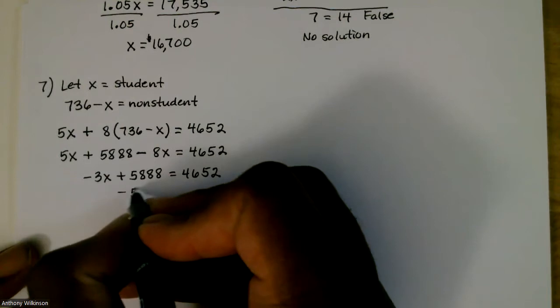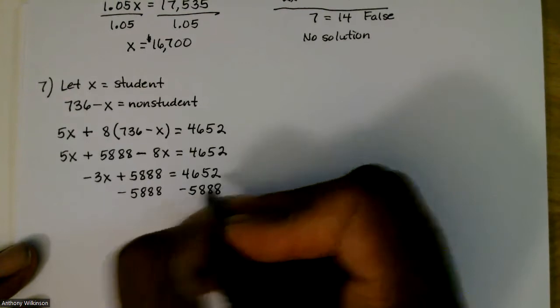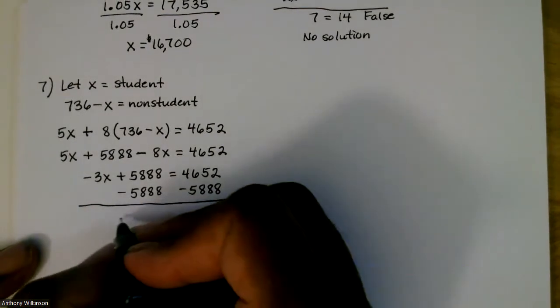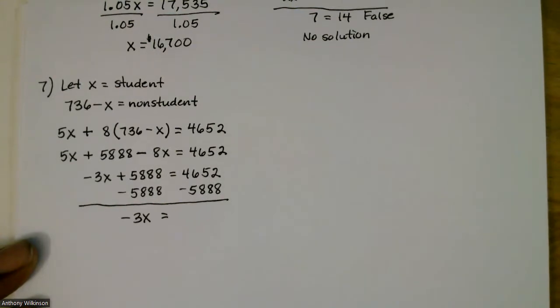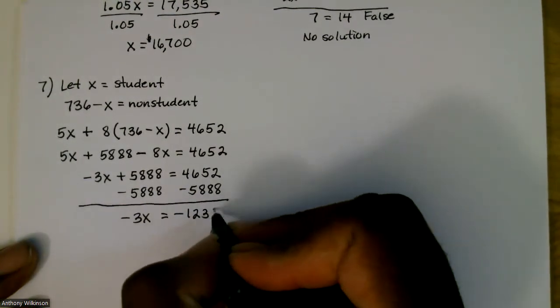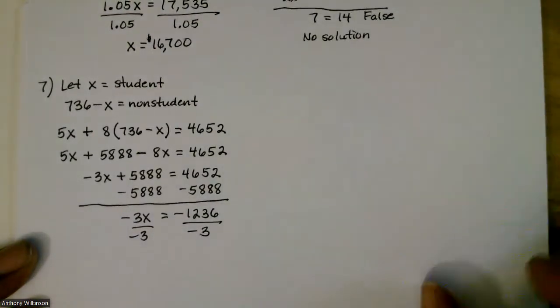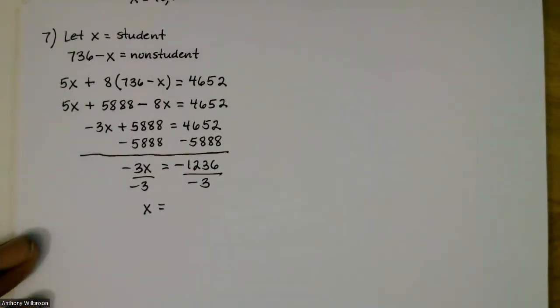And then subtract 5888 on both sides. So that means we're going to have negative 3X is equal to, let's see, 4652 minus 5888 will give me a negative 1,236. And then finally divide both sides of this equation by negative 3, and you will get X to be equal to 412.